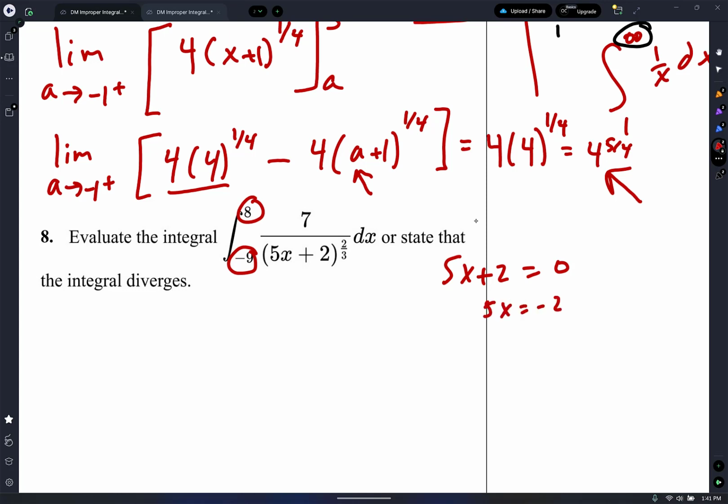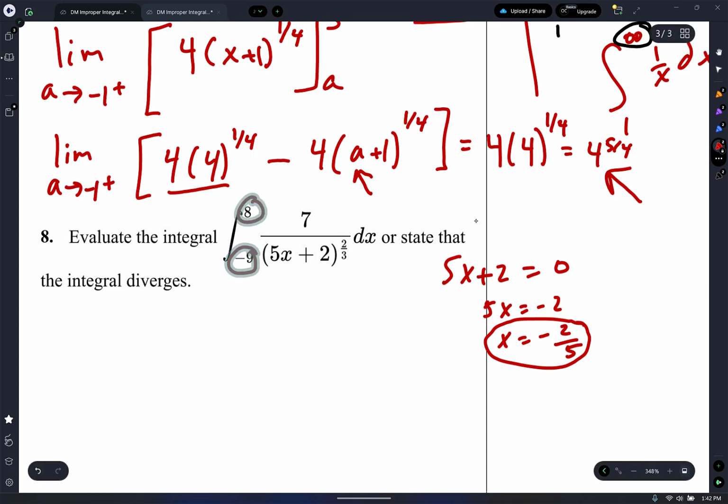5x equals -2, so x equals -2/5. So -2/5 is the value that makes this expression undefined. Is -2/5 between -9 and -8? Yes. It doesn't have to be necessarily one of the endpoints. No, we're going to have to break it up into 2 improper integrals. This is why I like to go down the alphabet, but you can always do the Ramirez method.